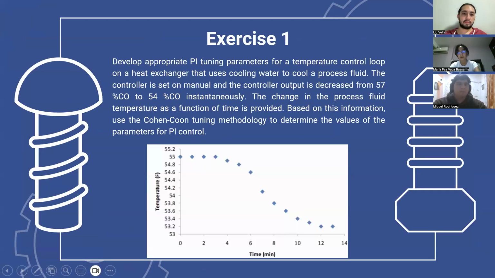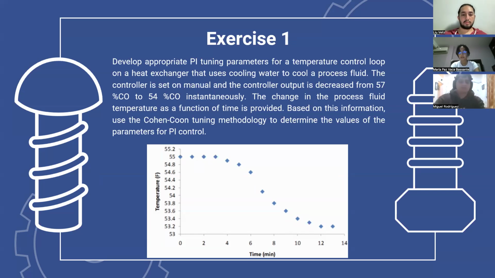Let's start with this scenario. We'll develop appropriate PI tuning parameters for a temperature control loop on a heat exchanger that uses cooling water to cool a process fluid. The controller is set on manual and the controller output is decreased from 57% to 54% instantaneously. The change in the process fluid temperature as a function of time is provided. Based on this information, use the Cohen-Coon tuning methodology to determine the values of the parameters for a PI control. Our goal here is to take this data and determine tuning parameters for a PI control using the Cohen-Coon methodology.